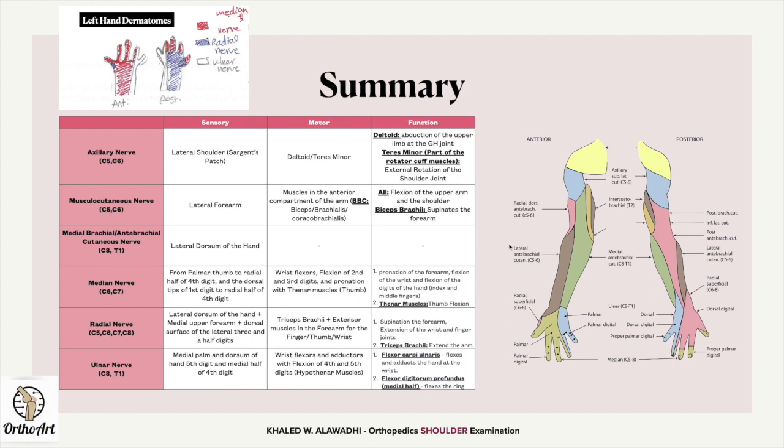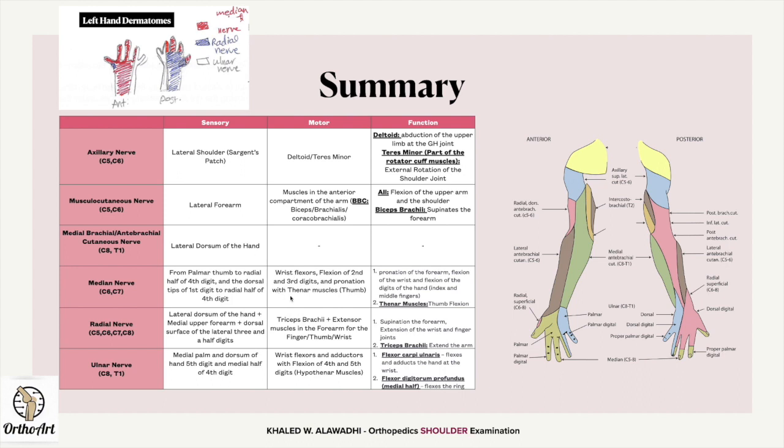Now you have the median nerve, which is part of C6 and C7. It is sensory from the palmar part of the thumb to the radial half of the fourth digit, which is shown here in the light green, and the dorsal tips of the first, second, third, and the radial half of the fourth digit. The remaining 1.5 digits are innervated by the ulnar nerve by exclusion. So the medial palm and dorsum of the hand, the fifth, and the medial half of the fourth digit, shown in light blue.